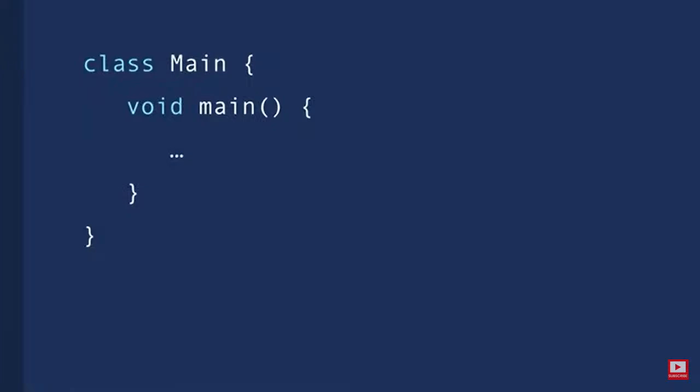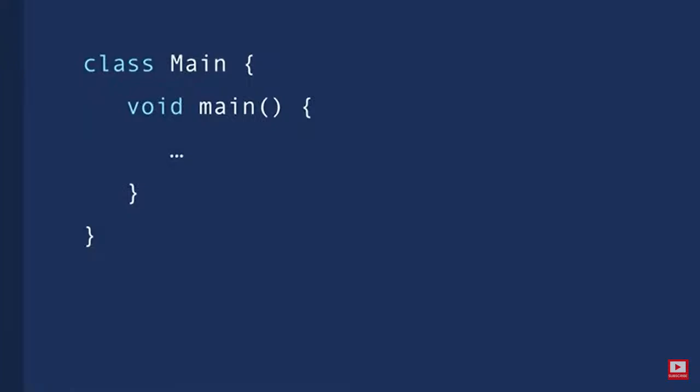Now, most of the time we use the public access modifier, so we put that in front of our class and method declarations. So this is the basic structure of a Java program. At a minimum, we have a main class, and inside this main class, we have the main method.